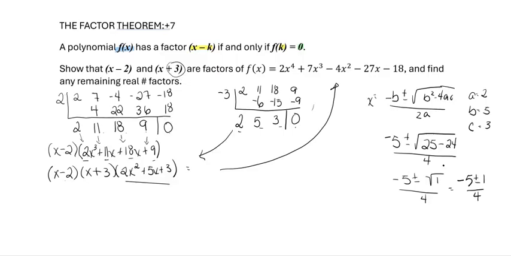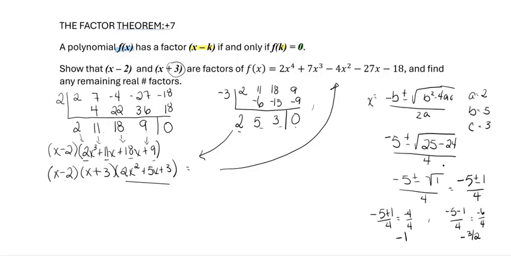And that's 2 different problems. That's the same thing as saying negative 5 plus 1 over 4 and negative 5 minus 1 over 4. Well, negative 5 plus 1 is negative 4 over 4, which gives me negative 1. And negative 5 minus 1 over 4 is equal to negative 6 over 4, which reduces to negative 3/2. So now I have my other 2 zeros, which give me my other 2 factors.